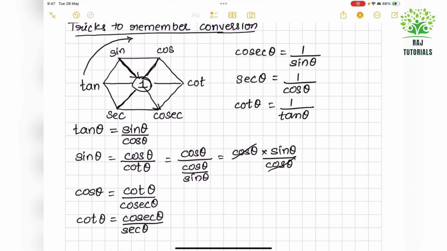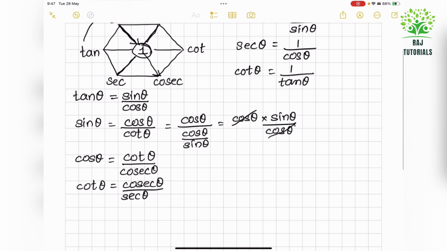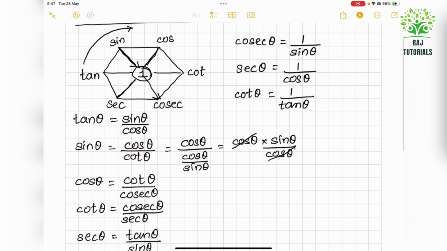Many times these types of sums are asked, that's why I am showing you that. Then next is sec theta, that is tan theta upon sin theta. Now one question arises in my mind, if instead of clockwise, I go anti-clockwise, then see, if I start with cot theta, so I can say cot theta will be equal to cos theta upon sin theta. So both the ways I can generate the formula.